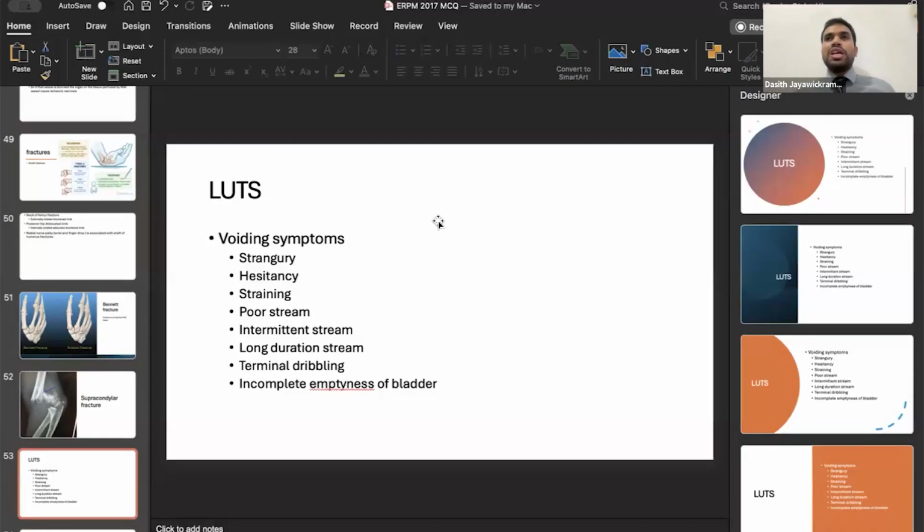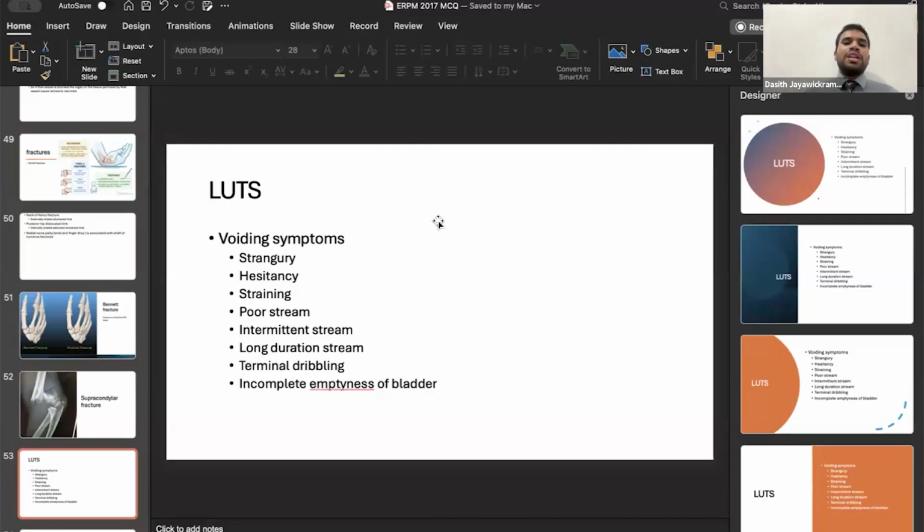Hesitancy. Straining. Now, when you feel there's something, you will strain. You will tense the abdomen and try to squeeze. With straining, the pressure increases and this obstruction may be relieved. And then the stream comes, but the stream is poor. It's not like a jet. It's a poor stream, slowly coming. Okay, and it's an intermittent stream, like breaking. It will come in part, then break, and again part will come, again break, and again part will come.